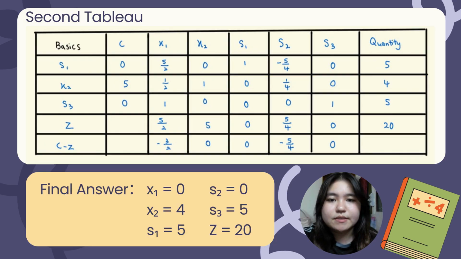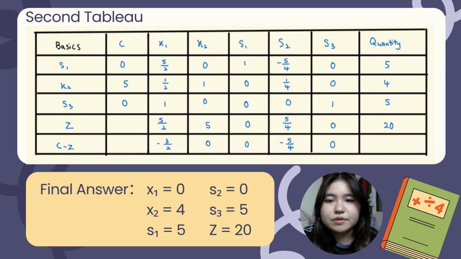Next, I create the second table after pivoting. For the new S1 row, the values are x1 equals 5 over 2, x2 equals 0, s1 equals 1, s2 equals negative 5 over 4, and quantity equals 5. For the x2 row, the values are x1 equals 1 over 2, x2 equals 1, s2 equals 1 over 4, and quantity equals 4. Next, I calculate the z row.